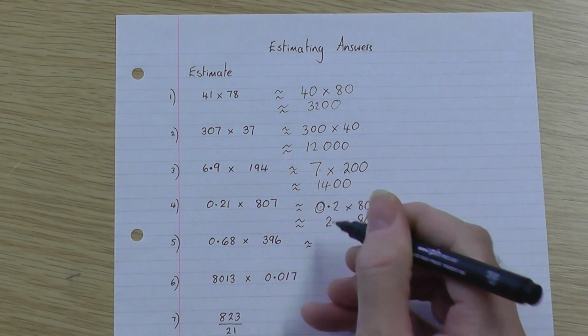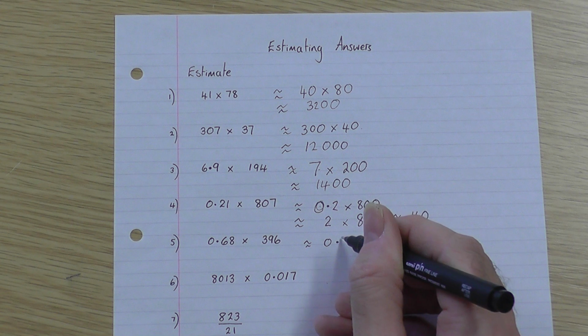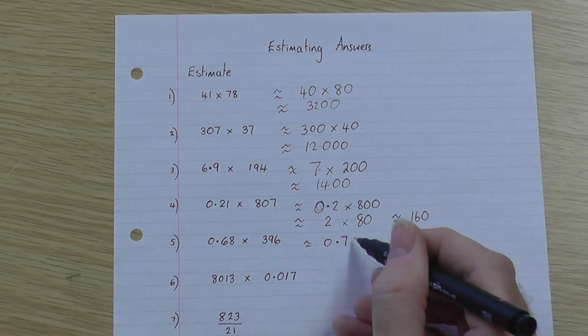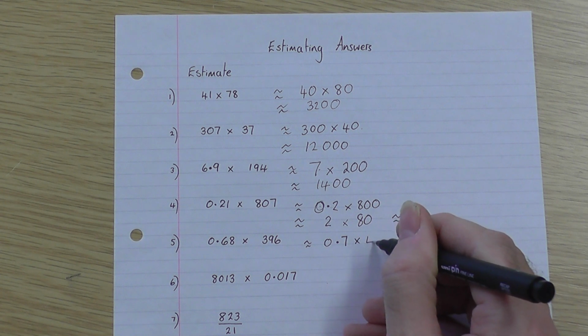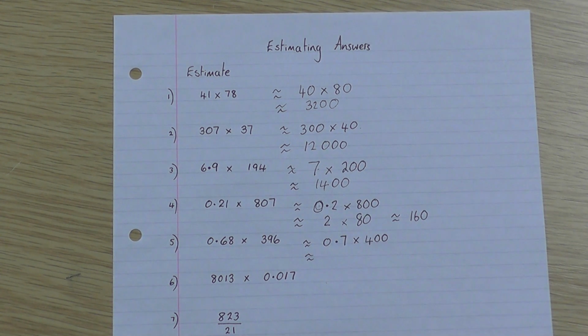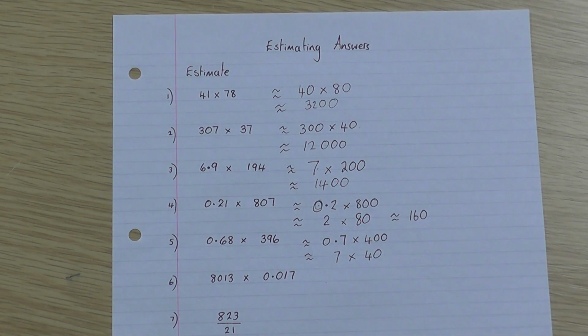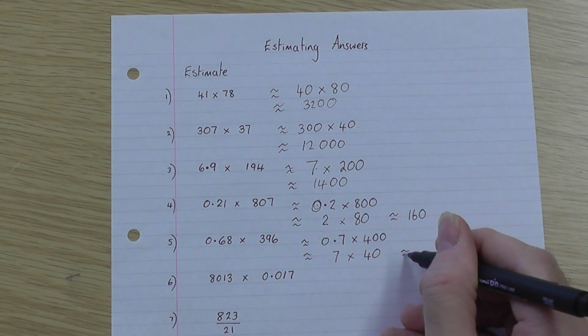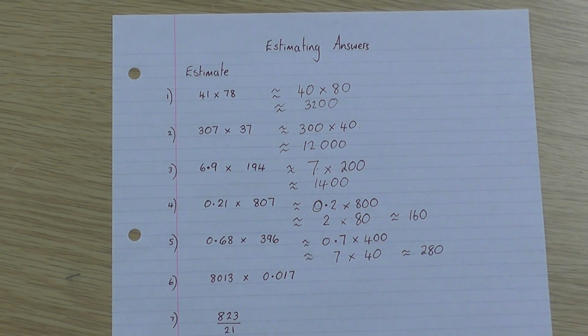Next question, same idea, 0.68, I would probably approximate that to 0.7. 0.70 is very close to 0.68. Times 396 is 400, approximately. I don't like 0.7 to do this multiply sum, so change that to 7, times it by 10. So to compensate, divide the other one by 10, so it's 7 times 40. 7 times 4 is 28, add the naught, the answer is about 280.